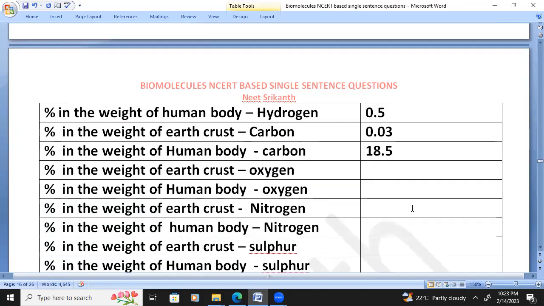In the weight of earth crust, oxygen 46.6. In the human body, oxygen 65. In the percentage in the weight of earth crust, nitrogen very little. In human body, nitrogen is 3.3%. Percentage of weight of earth crust, sulfur 0.03. In human body, sulfur is about 0.3.